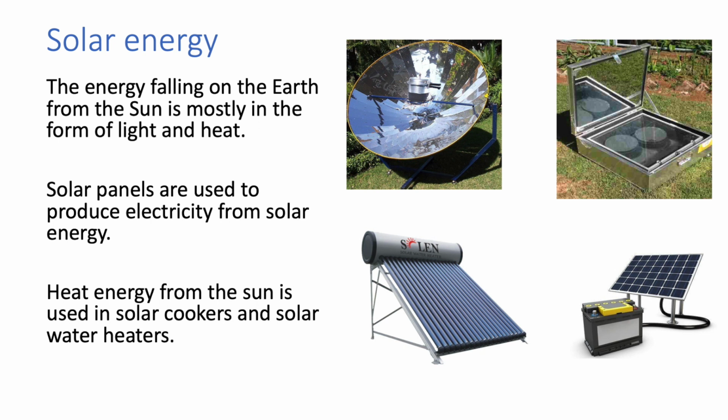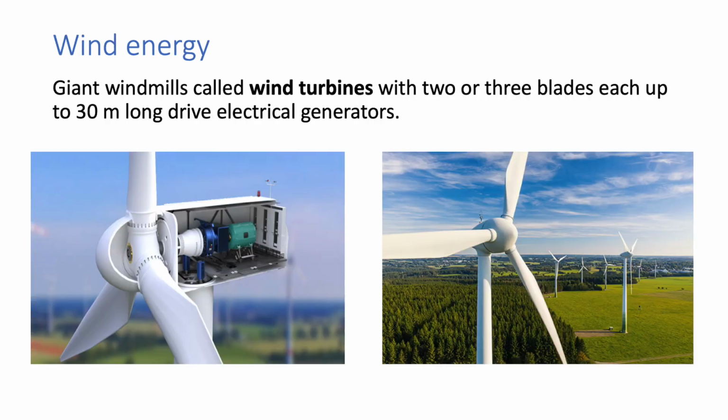Solar energy. The energy falling on the earth from the sun is mostly in the form of light and heat. Solar panels are used to produce electricity from solar energy. Heat energy from the sun is used in solar cookers and solar water heaters.